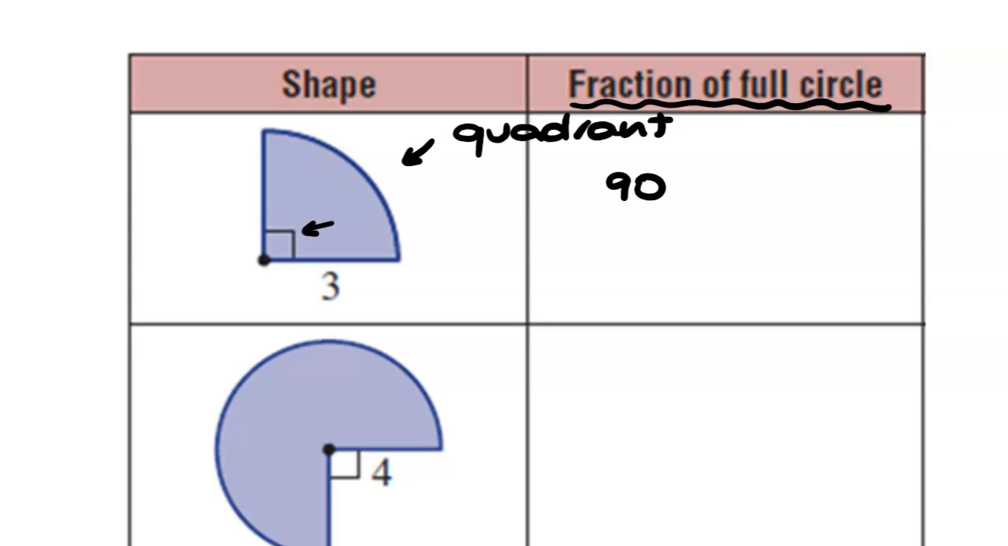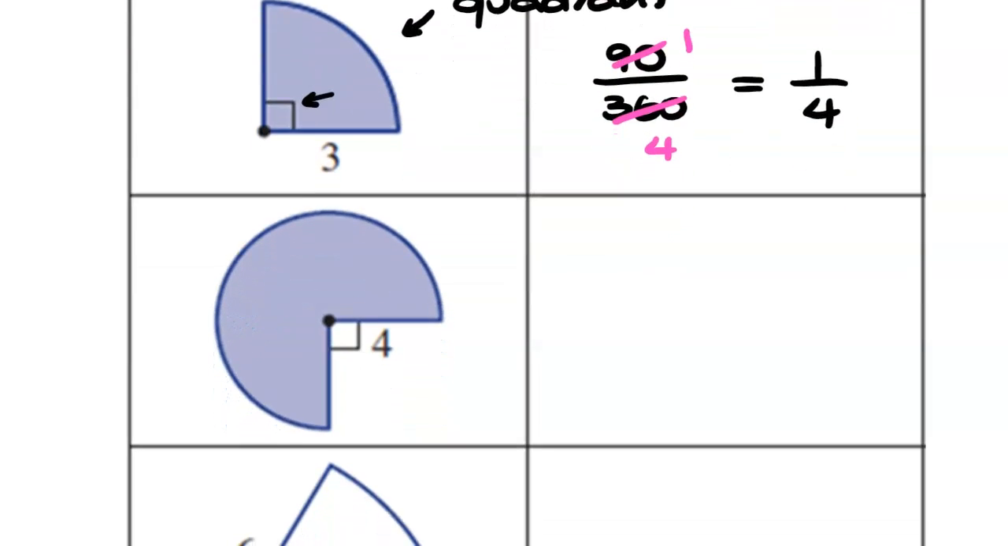Well, when we divide that by a full revolution for a circle, that was 360. Now, I know that 90 goes into 90 once and it goes into 360 4 times. In actual fact, I would have cancelled off the zeros and said 9 goes into 9 once and 9 goes into 36 4 times. But same thing. So that means it's a quarter of a circle. Interesting. Okay, so let's look at this next shape here.